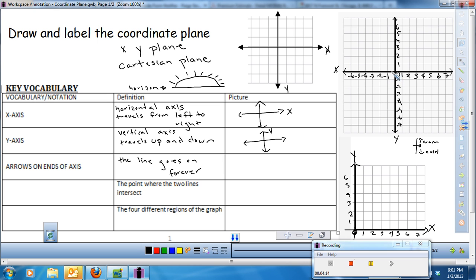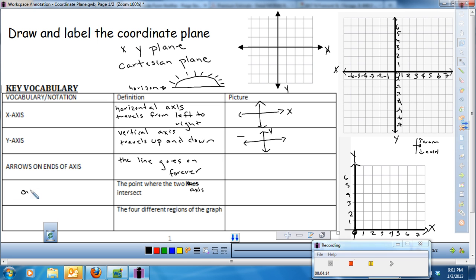So for example, this could go down to -1 million. This could go up to +1 million in the other direction. The lines can go on forever and ever and ever. Our graph can stretch and stretch and stretch. The point where the 2 lines intersect, I actually want you to change this to say where the 2 axes intersect, because that's going to be a little bit more telling.